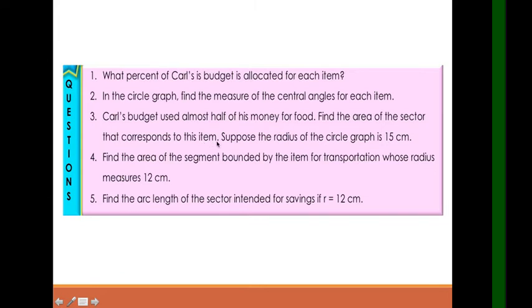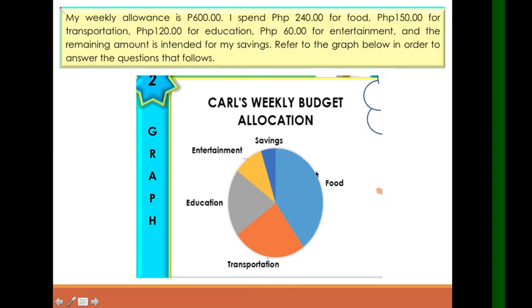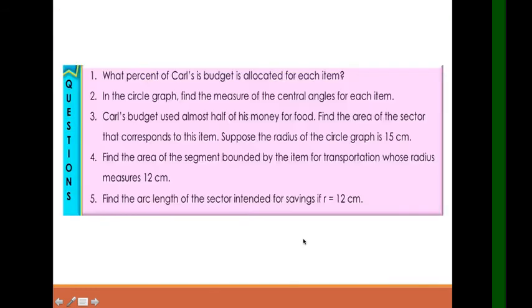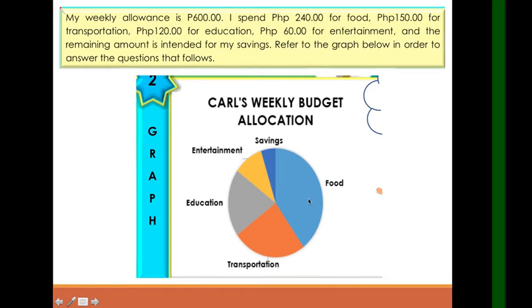Find the area of the sector that corresponds to this item. Suppose the radius of the circle graph is 15 centimeters. So, for food, if this is the food, ano daw ang area ng sector that corresponds to this item? Hanapin natin yung sector. In short, hanapin natin yung area ng shaded part ng food na yan.